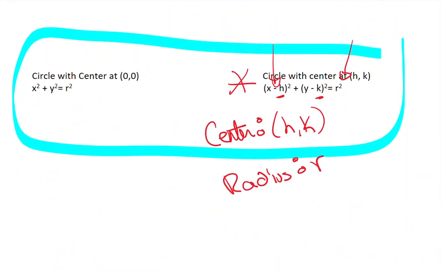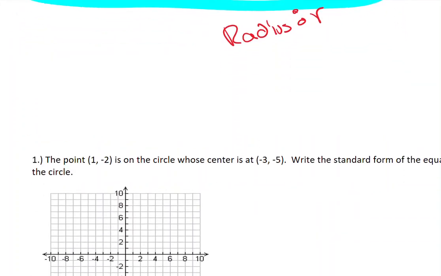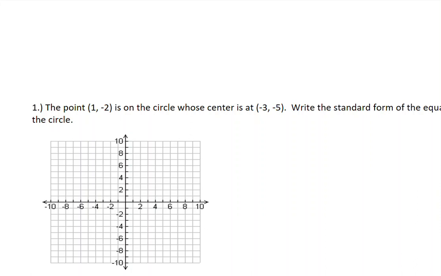So, two things, very basic for a circle. You need a center and you need a radius, that's it. If you have a center and you have a radius, you can graph this very easily and you can write an equation for this pretty easily. So if we look at number 1, it says the point 1, -2 is on the circle, and the center is -3, -5, and we want to write the standard form of the equation, and then we're going to sketch the circle.